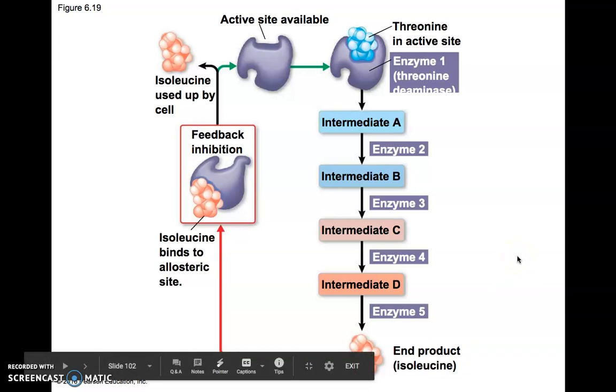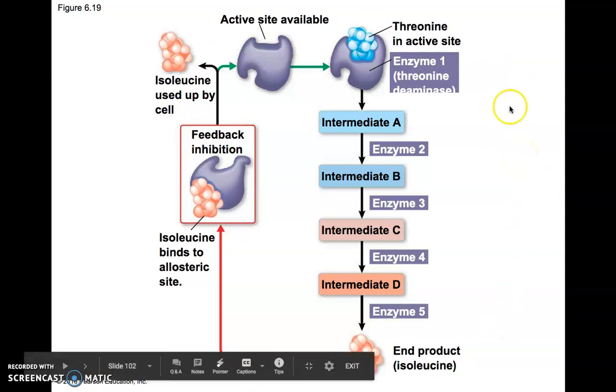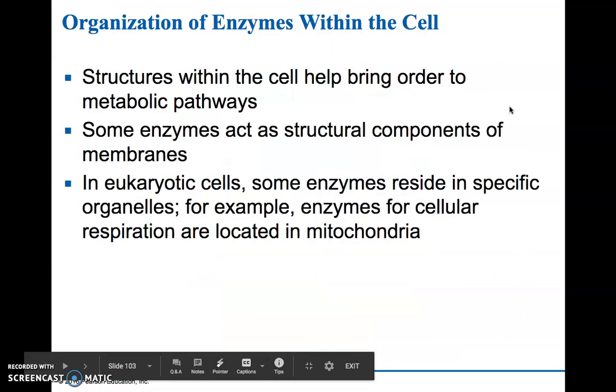As that isoleucine builds up and gets to be more and more, it's going to bind to the allosteric site on this enzyme. This is where the feedback inhibition happens, because you can see once the isoleucine binds, the shape of the active site changes, and so this threonine can't bind to it anymore. But as your cell uses that isoleucine, eventually it's not going to stay on this allosteric site anymore. It's going to get used up by the cell. And once that isoleucine falls off, the active site is now available to take another threonine and start the reaction again. But when we get enough of this end product, that causes the reaction to stop.